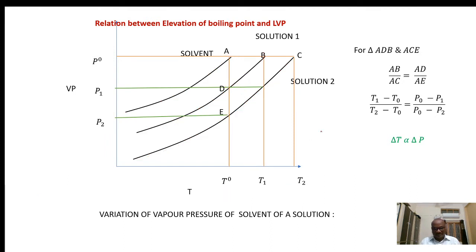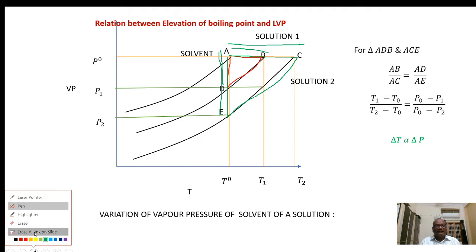So in this we can see similar triangles. What are the similar triangles you see? One is ABD, the first triangle. A part of the curve is approximately taken as a straight line. The second one is ACE. So ABD and ACE are similar triangles. According to the properties of similar triangles, the ratio between the corresponding sides will be constant. That's why we can write AB divided by AC is equal to AD divided by AE.